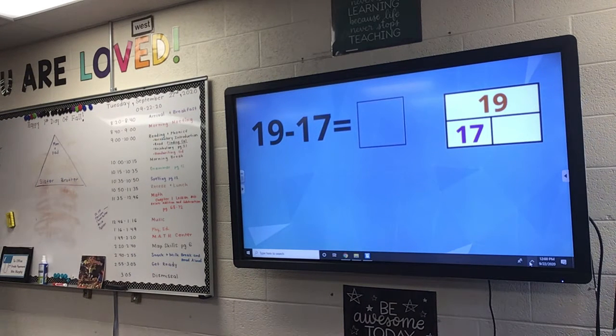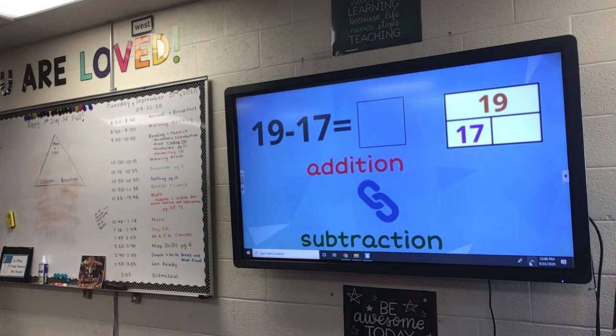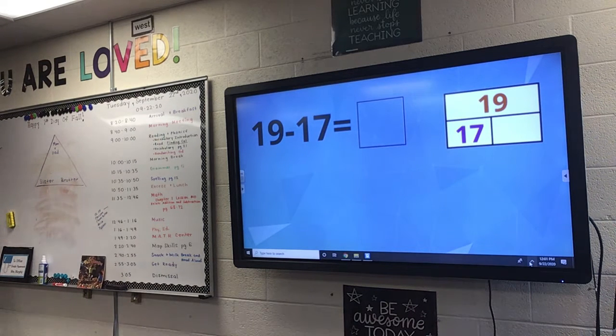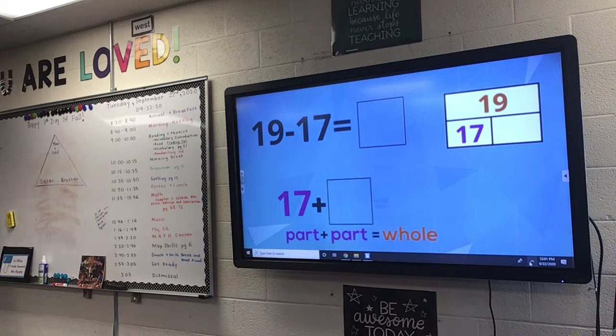Let's use the relationship between addition and subtraction to turn this problem around. We know that the part plus the part equals the whole. That means 17 plus something equals 19. We know that 17 plus 2 equals 19. That means that 19 take away 17 must equal 2.